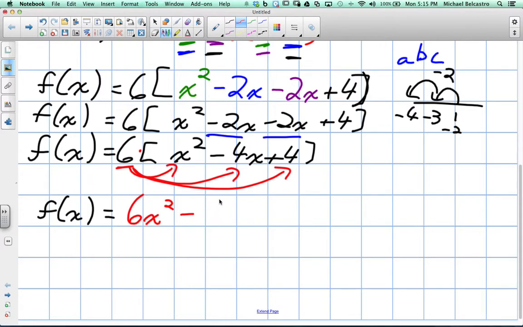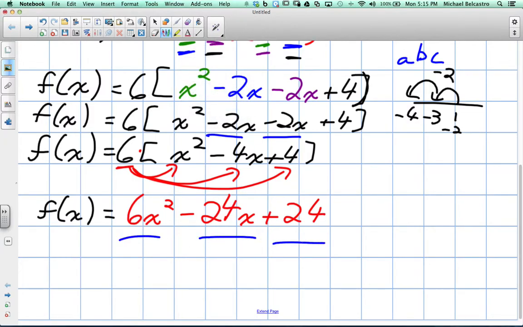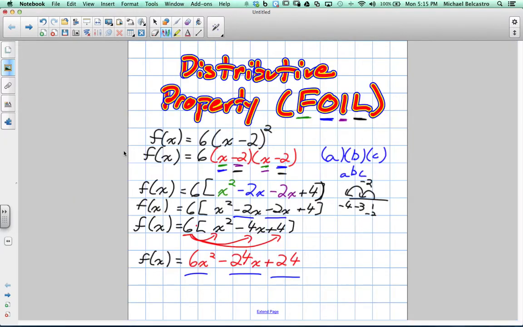Want me to help you out? Negatives always confuse. Okay, it's 24x, so negative 24x. And this one is 6 times positive 4, so that'd be positive 24. And this is your final answer. We've simplified everything in here. So we ended up with 3 terms in the end.